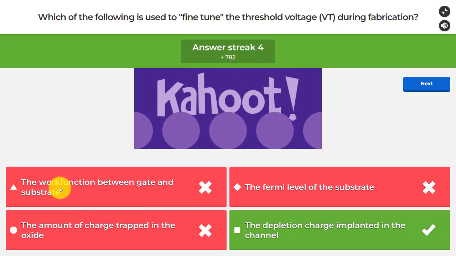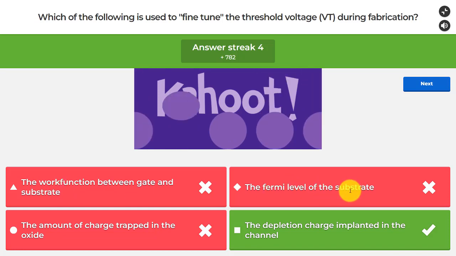So let's go back over here, and we had the work function between the gate and the substrate. So that for sure is one of the parameters of VT, but it's not something we use to fine tune. That's basically the characteristics of the metals. I just want to tell you that in FinFETs we use this work function to fine tune the threshold voltage by using different metals there. But that's not what is done in traditional planar transistors as we discussed here in the course.